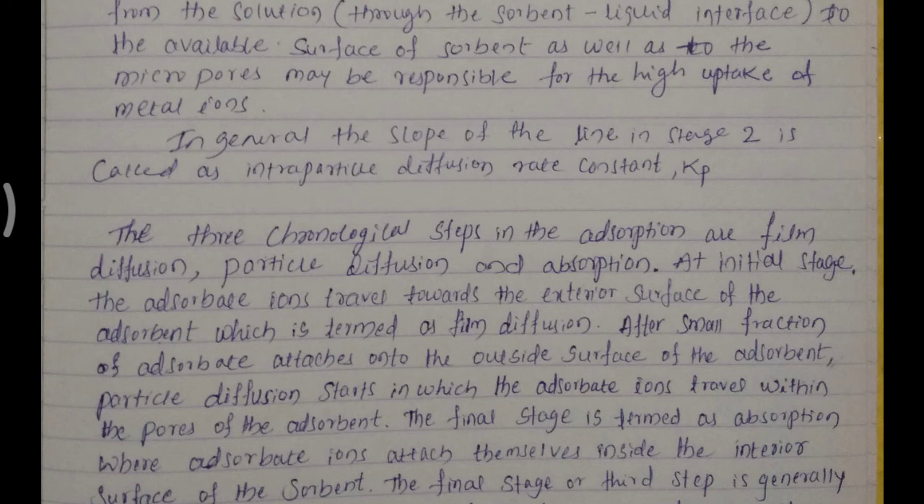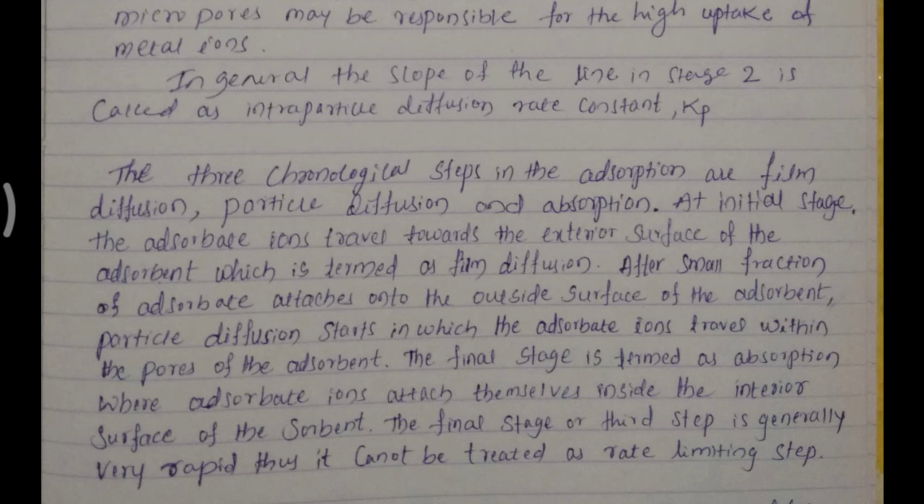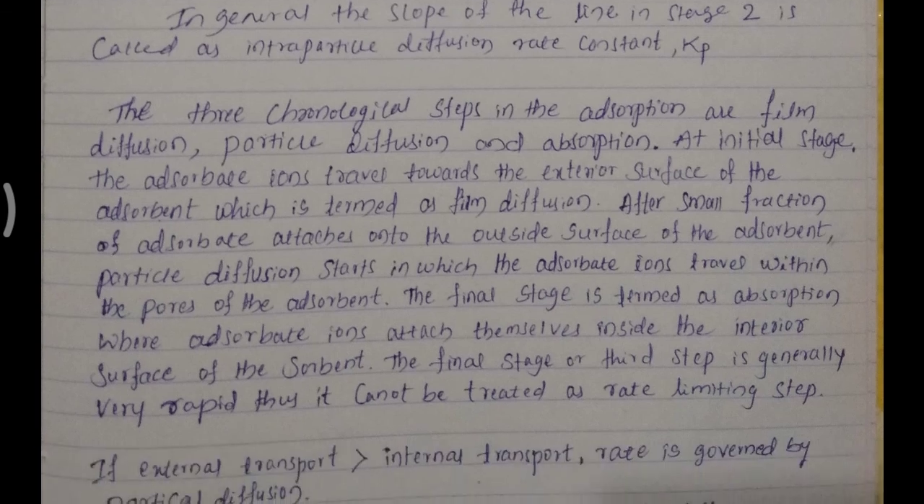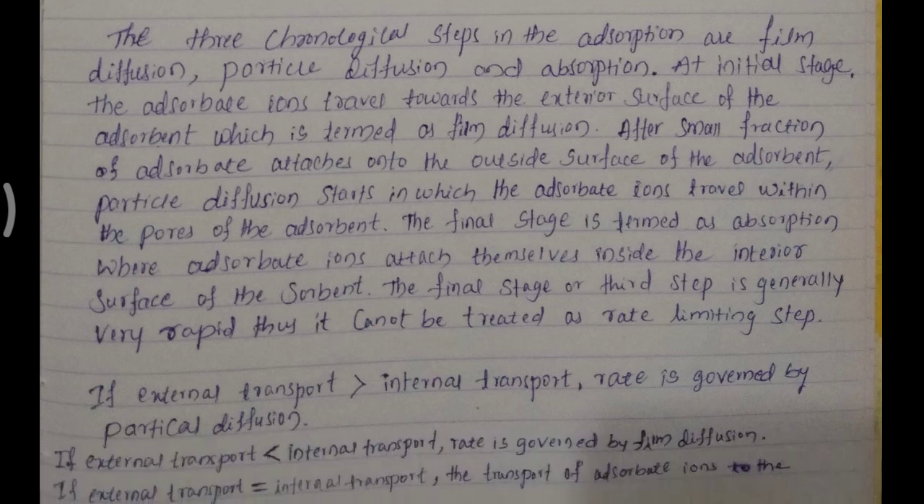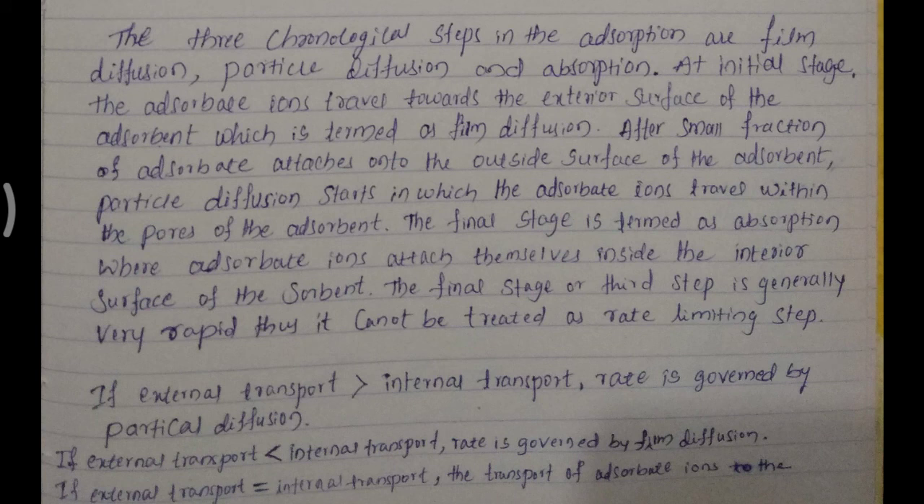The three chronological steps in adsorption are film diffusion, particle diffusion, and absorption. At the initial stage, the adsorbate ions travel towards the exterior surface of the adsorbent, which is termed film diffusion. After a small fraction of adsorbate attaches onto the outside surface of the adsorbent, particle diffusion starts, and the adsorbate ions travel within the pores of the adsorbent. The final stage is termed absorption, where adsorbate ions attach themselves inside the interior surface of the sorbent. The final stage is generally very rapid, thus it cannot be treated as the rate limiting step.